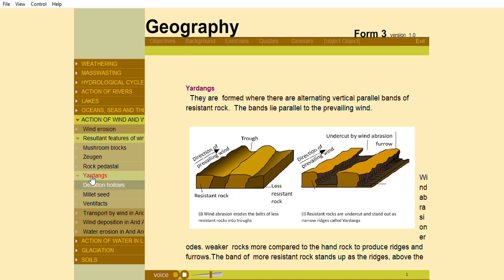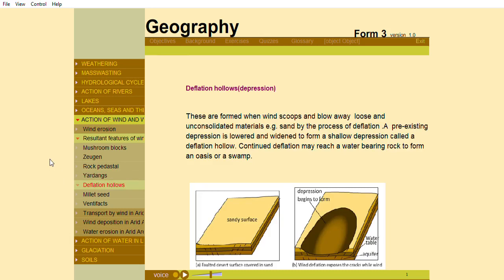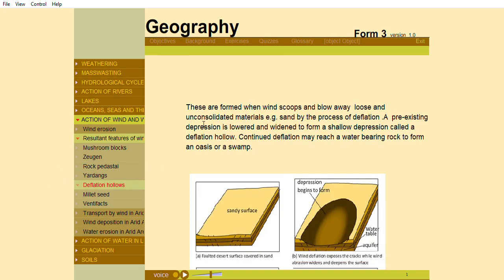Deflation hollows or depressions. The hollows are formed when wind scoops and blows away loose and unconsolidated materials, for example, sand, by the process of deflation. A pre-existing depression is lowered and widened to form a shallow basin called a deflation hollow. Continued deflation may reach a water-bearing rock to form an oasis or a swamp.